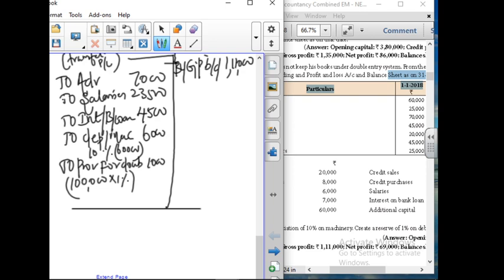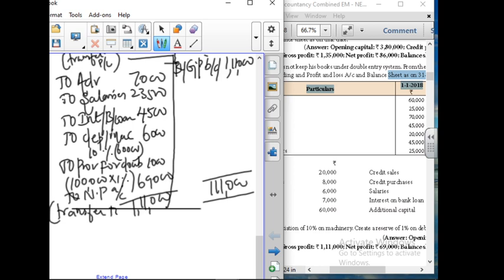Just we'll check it. Advertisement 7,000, salary 23,500, interest on bank loan 4,500, depreciation on machinery, yes, 10 percentage, 6,000, provision comes around 1,000. So your total comes around 1,11,000. Your net profit is 69,000. It is nothing but To net profit, transferred to capital account.